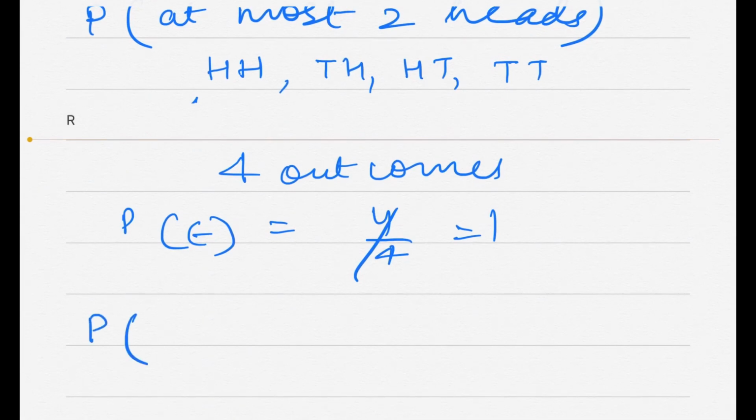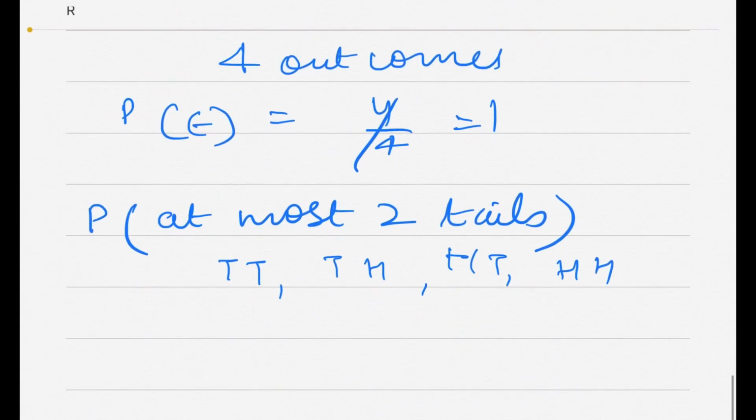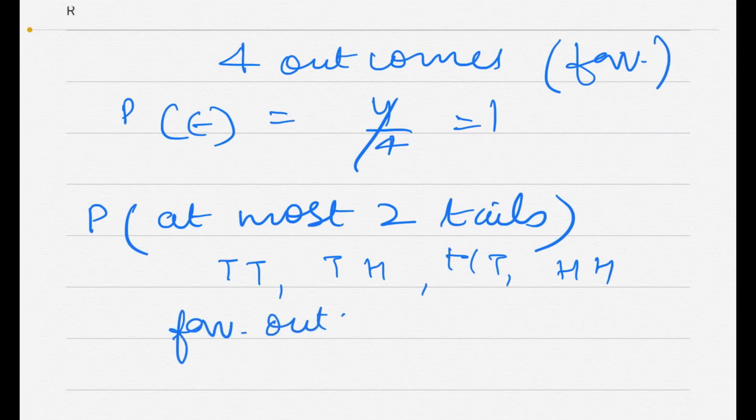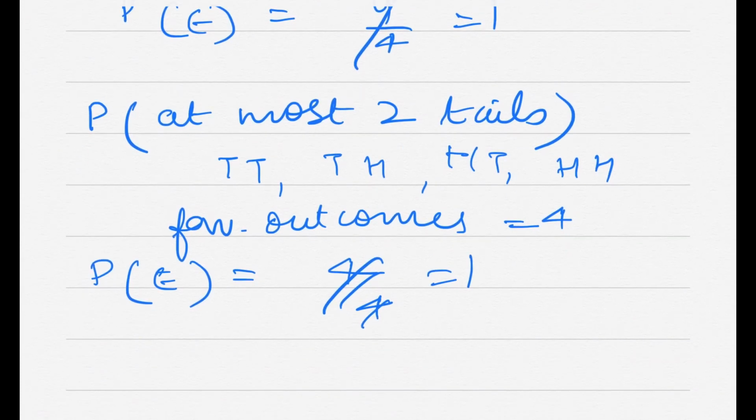Similarly, if I go to another similar question, at most two tails. At most two tails also, it can have two tails, it can have one tail, head tail, and it can have zero tails also, right? So again my favorable outcomes will be 4. So my probability of this event will be equal to 4 by 4, so 1, right? So I think I have covered all the different types of questions which can be asked, or any concept related to two coins. So I think this should be clear.